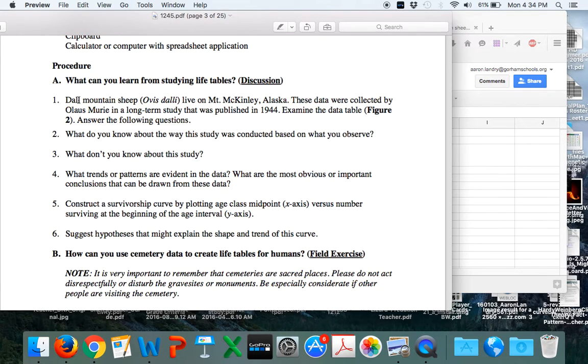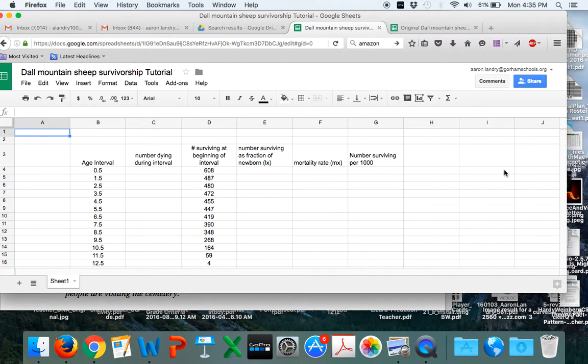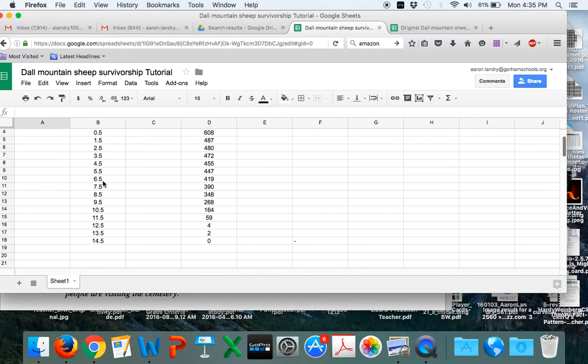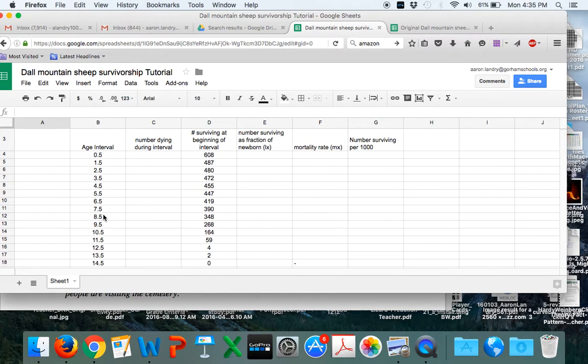One of the questions was, what can you learn from studying life tables? We talked about that. But for this particular one, we're looking at Dall mountain sheep from Alaska. We talked about that in class, and we have the data from Figure 2. I inputted that data into a spreadsheet. If you look here, you can see that we have the age interval from birth to 14 and a half, and the number surviving at the beginning of the interval.